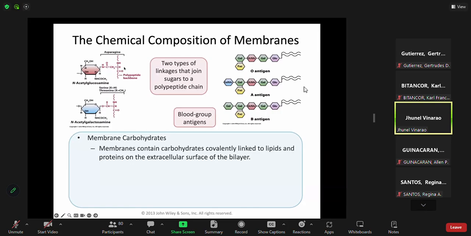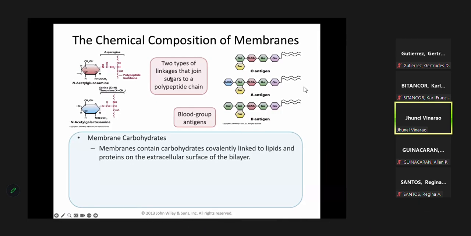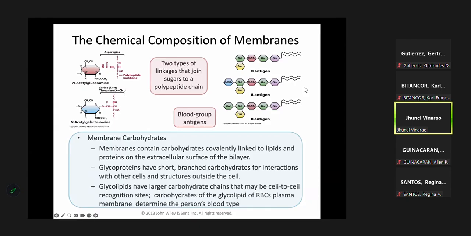I hope it is clear that we have two types of linkages that join sugar to the polypeptide chain: the N-linked glycosylation and the O-linked glycosylation. These are just basics. This can be achieved by reading. Glycolipids have larger carbohydrate chains that may be cell-to-cell recognition sites. Carbohydrates of the glycolipid of the RBC's plasma membrane determine the person's blood type, as explained.